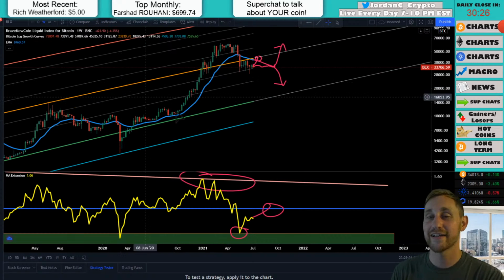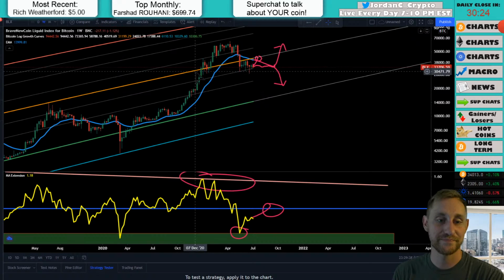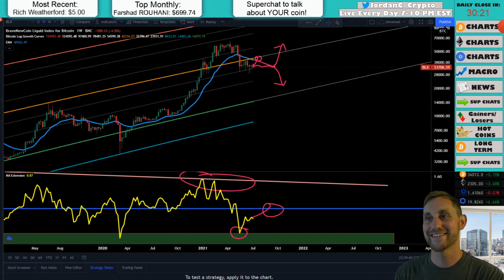That's my basic interpretation of this. The tattoo test. It might be the tattoo test. If we can't get back above it, that might constitute me actually getting the Dogecoin tattoo, right? So we'll wait and see.